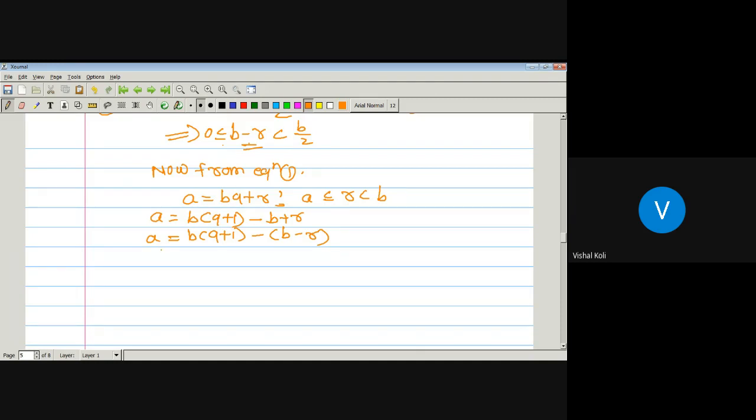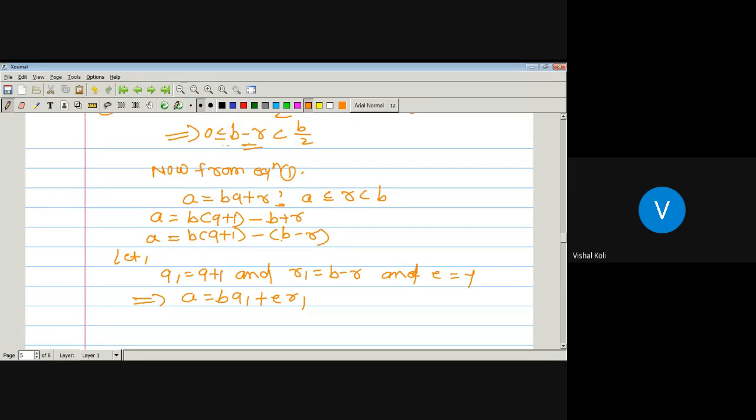Now take Q1 as Q plus 1, R1 is equal to B minus R, and E is equal to minus 1. Then put that value here, which implies A is equal to B as it is, Q plus 1 is nothing but Q1, this minus 1 becomes now E, so plus E, B minus R is R1. So A equals BQ1 plus ER1.